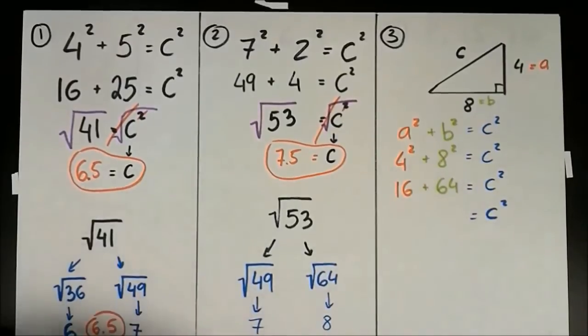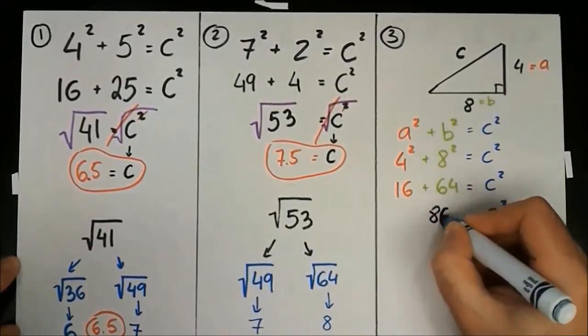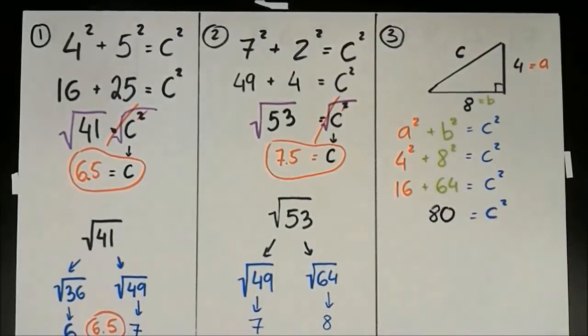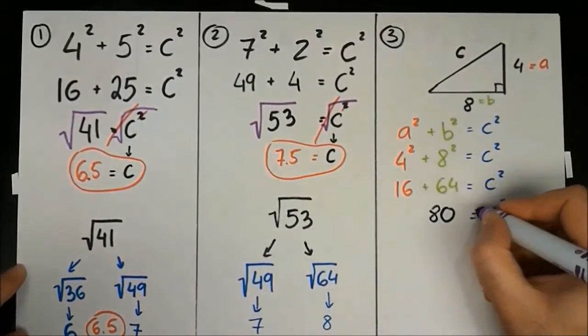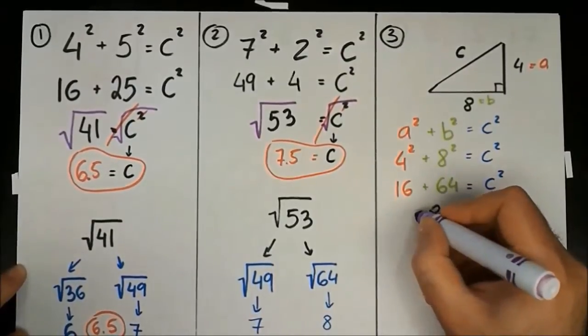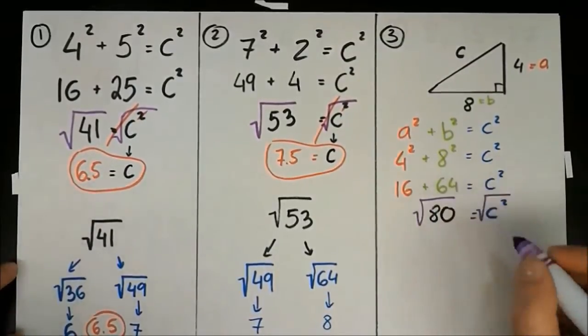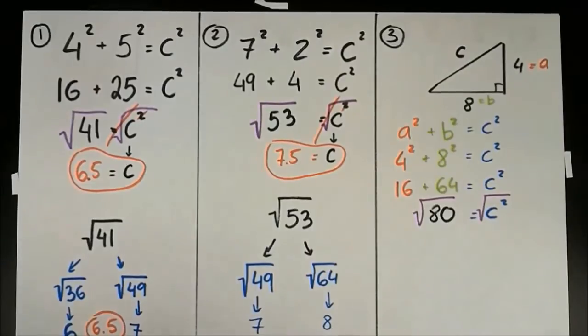80. Now, 80 is not a perfect square, unfortunately. So when I try to get rid of this power of 2 by taking the radical on both sides, 80 doesn't come out nice and neat. I need to estimate it.